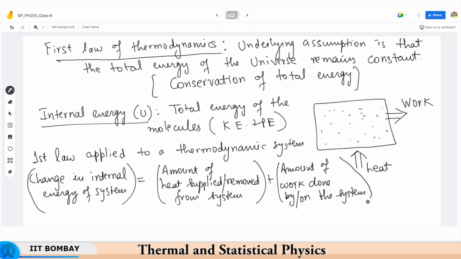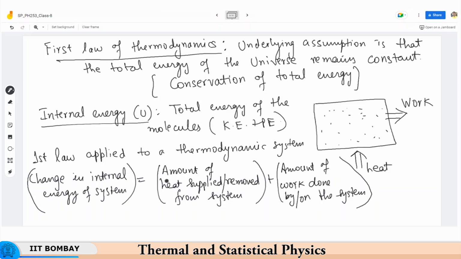So the total energy of this system at any given point is basically just the sum of the heat supplied or removed from this system and the amount of work this system either does on the universe or is done by the universe on this system, okay, and that's it. So total energy is just the sum of these two properties. So this is basically the first law of thermodynamics.